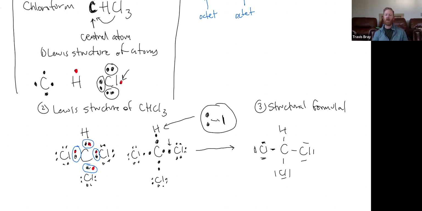And this to me is a good structural formula. Now, if you read the instructions in the book, it doesn't show that you have to do the lone pairs of electrons for the structural formula. I've always done the lone pairs of electrons for structural formulas, and I think it tells a good story because you can see.